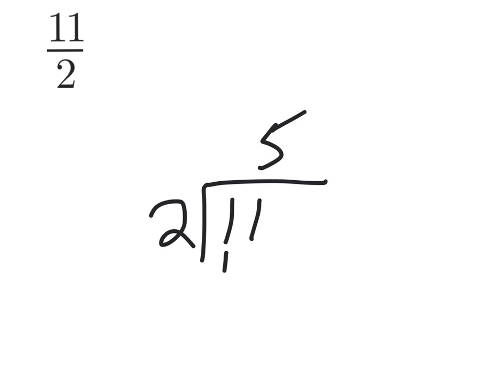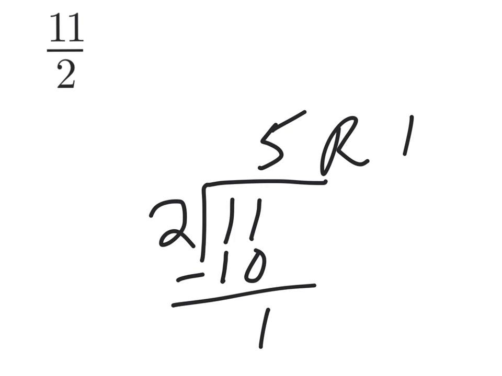So hopefully what you did was you took 11 divided by 2. The closest we can get is 2 times 5, that's 10. We subtract, our remainder is 1. And so 11/2 is the same thing as the whole number 5 and 1/2.